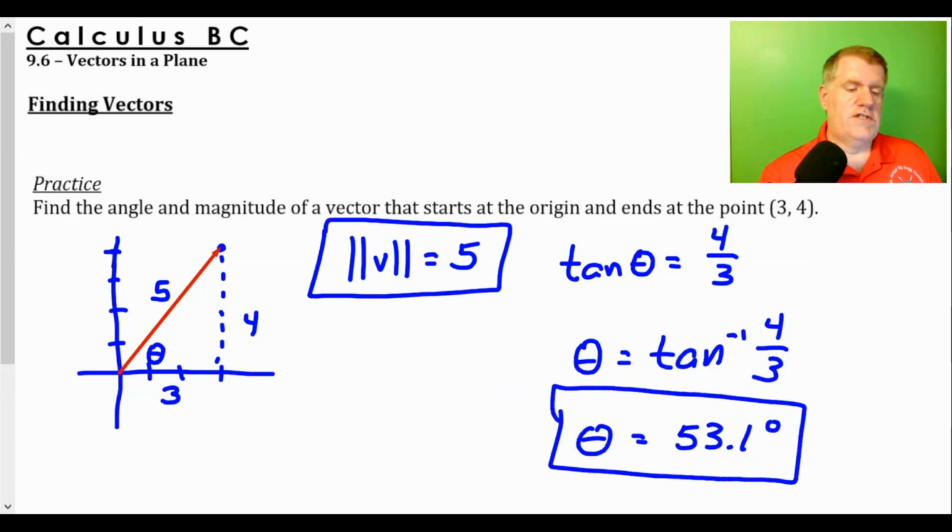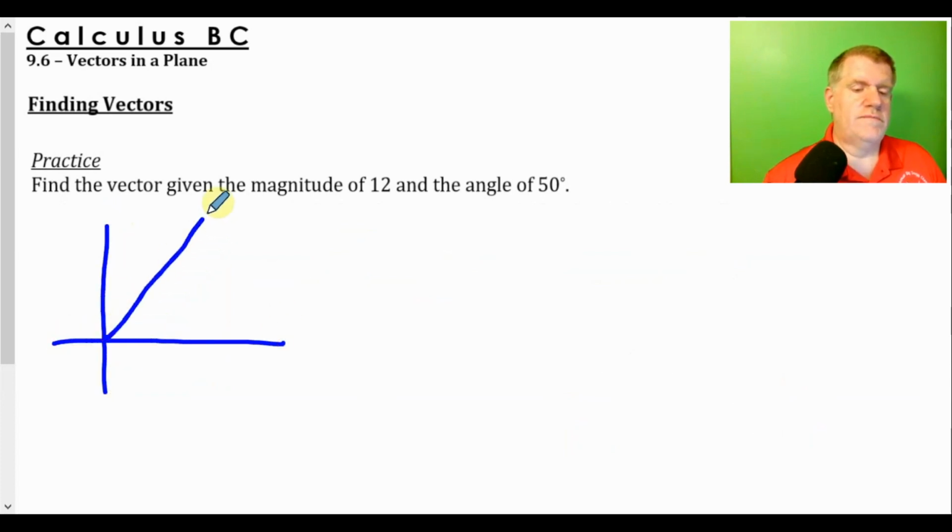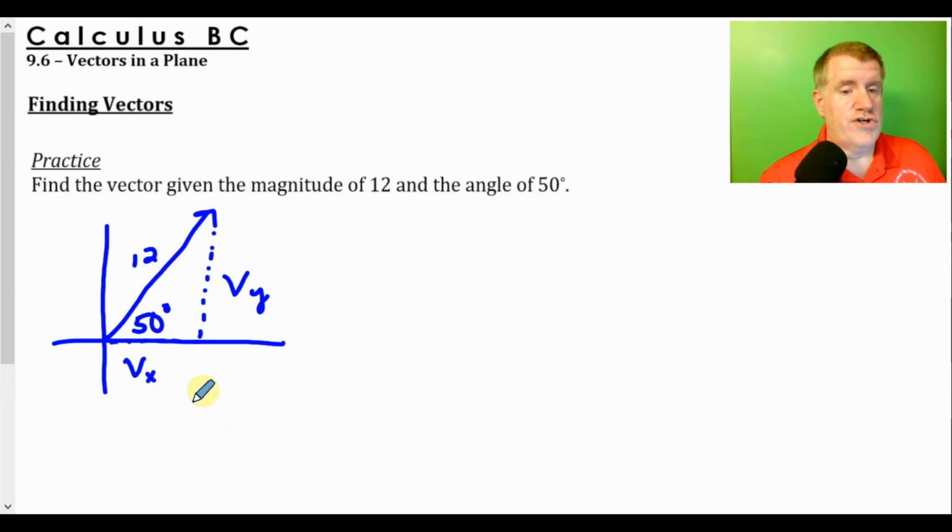Now, let's do it the opposite. What if we're given an angle and a magnitude? So I know that's a magnitude of 12. I know this angle is 50 degrees. So to find the component vector, I need to know the y value of the vector and the x value of the vector. Well, here's our trig again.